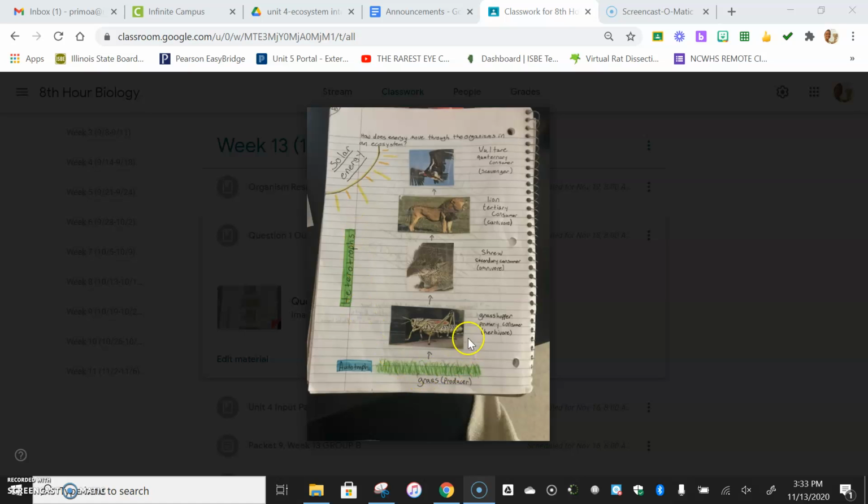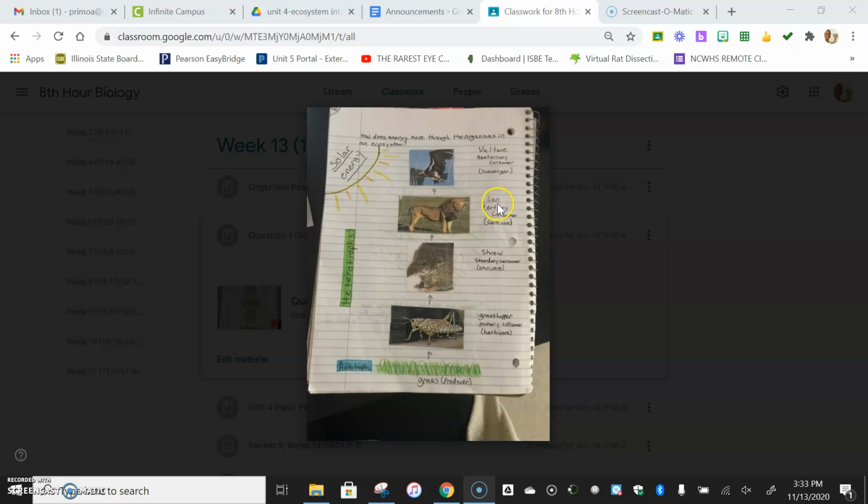So one step up from the grass is going to be the grasshopper. This is what we're going to call the primary consumer because it is first in line after the grass. The shrew would be the secondary consumer because it eats the grasshopper. So it is 2 steps away from the producer, hence why it's called the secondary consumer.